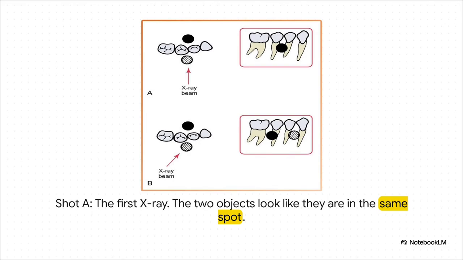Okay, so check out shot A. The dentist takes one standard X-ray. On this film, those two objects, one near the cheek and one near the tongue, are perfectly lined up. They look like a single object. From this, you have absolutely no idea which one is in front and which one is behind.